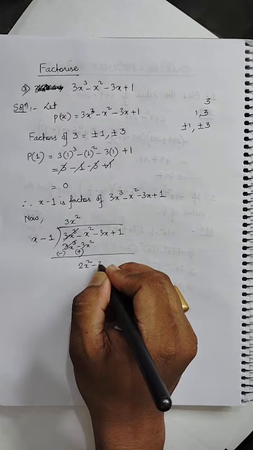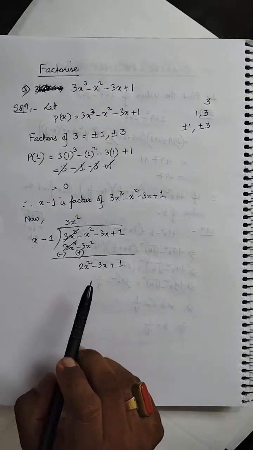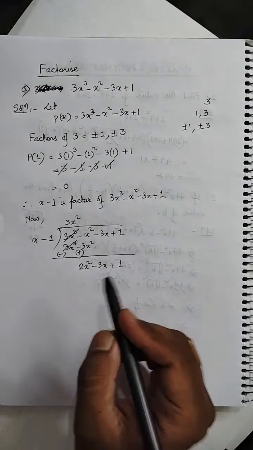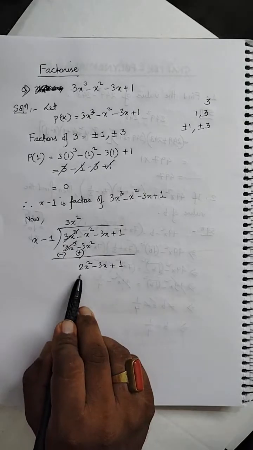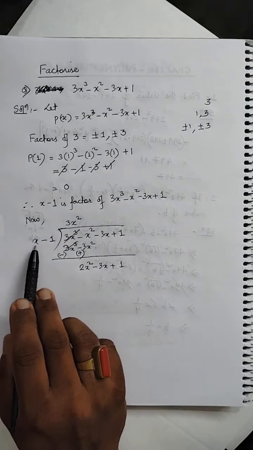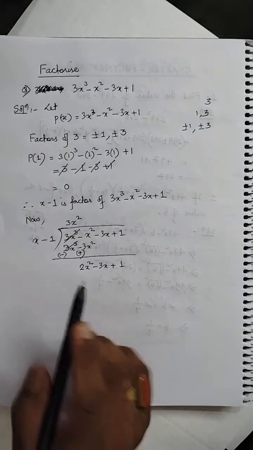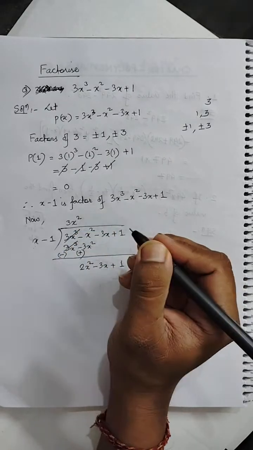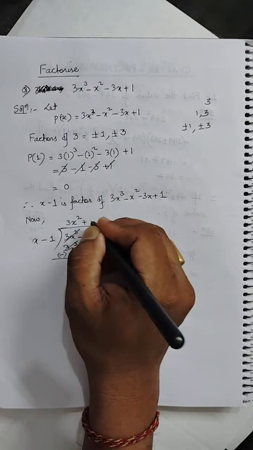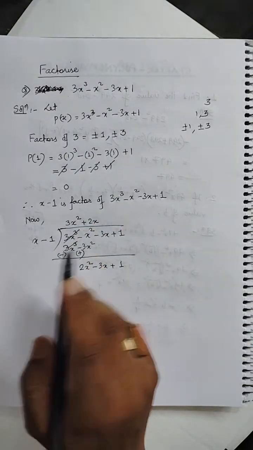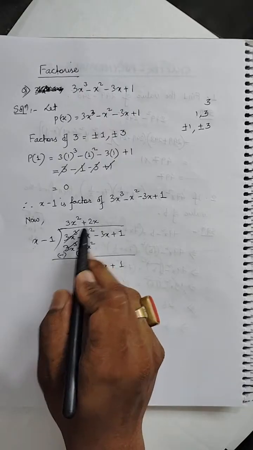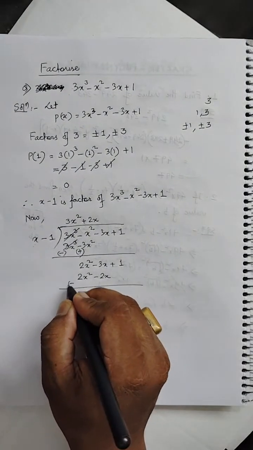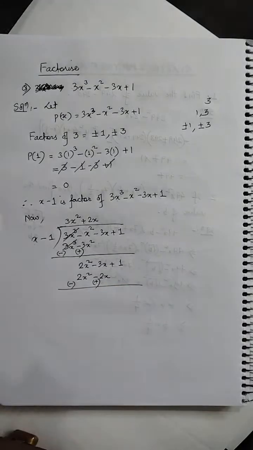Then we'll write the rest, 3x plus 1. Now we have 2x square here and the divisor starts with x. So same question, with what do you have to multiply x so that you get 2x square? So the answer is, we have to multiply how much? We have to multiply 2x, is it? 2x into x is 2x square and 2x into minus 1 is minus 2x. So this is minus and this is positive.